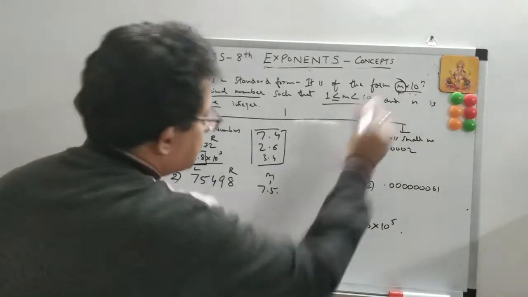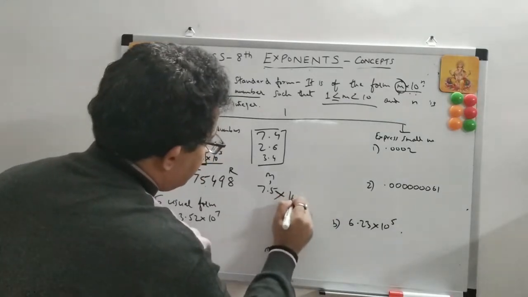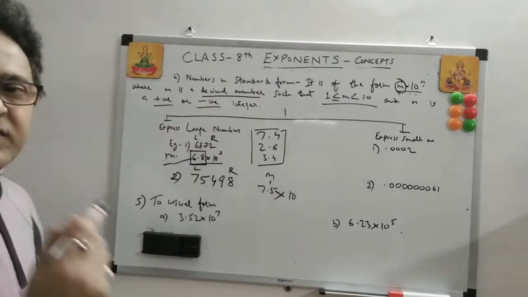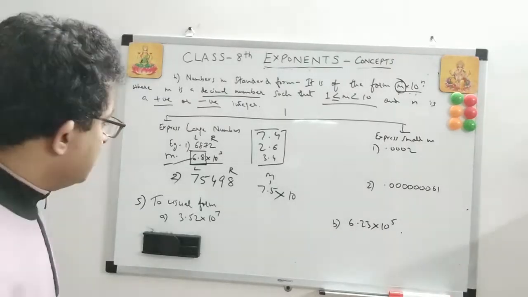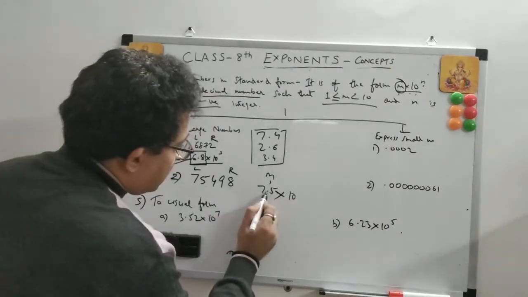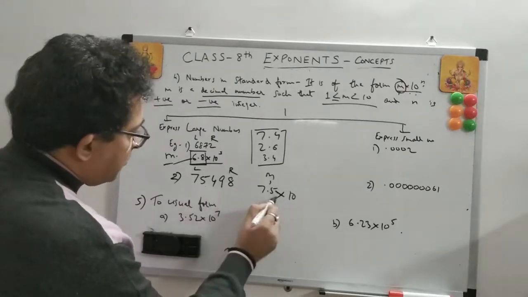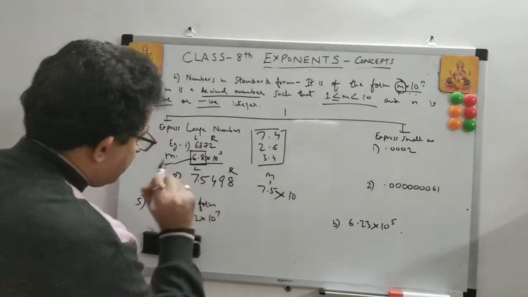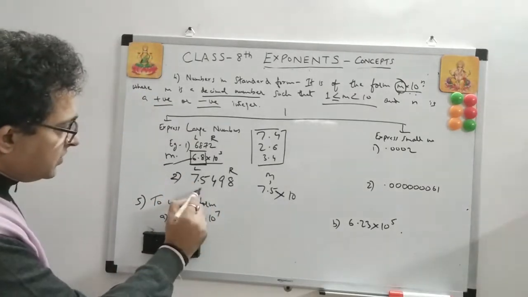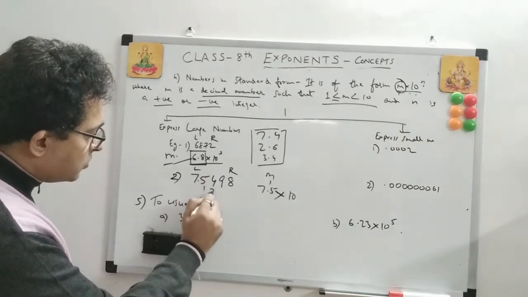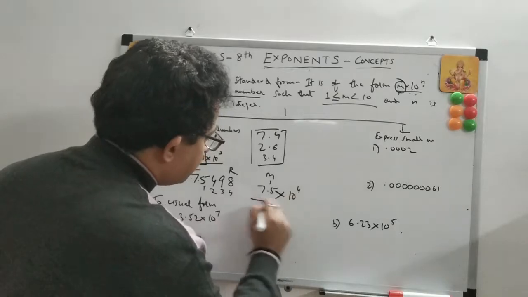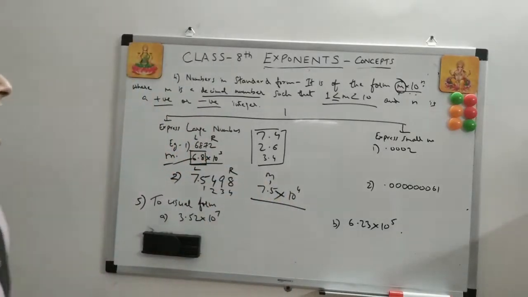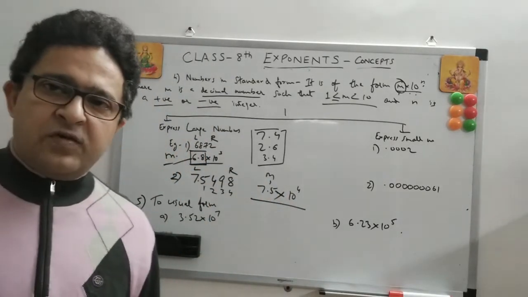7.5, now into 10 to the power what? The number of digits right of the decimal point. The number of digits right of the decimal point in 7.5 here are how many? 1, 2, 3, 4. Into 10 to the power 4. Simple. This is expressing numbers in the standard form.